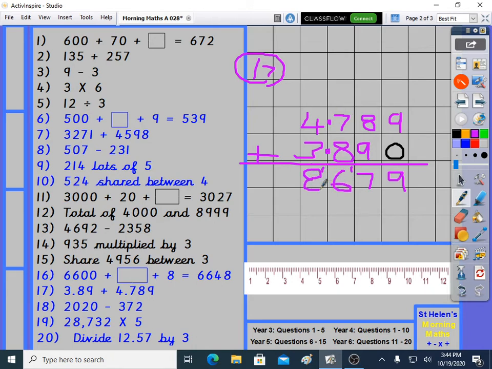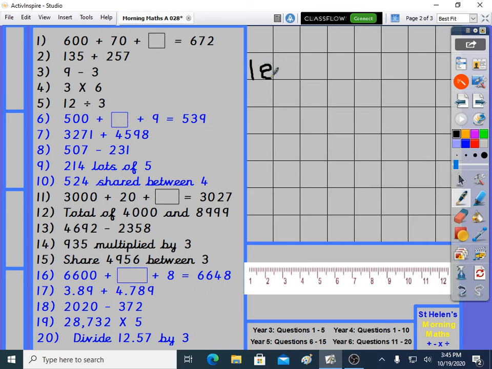And we get 8,679, do we? Definitely not. We get 8.679, which is a very different number. 4 and a bit plus 3 and a bit is 8 and a bit. 4 plus 3 is only 7, but because of the carried one, it went up to 8. So that makes sense. And we're on question 18.